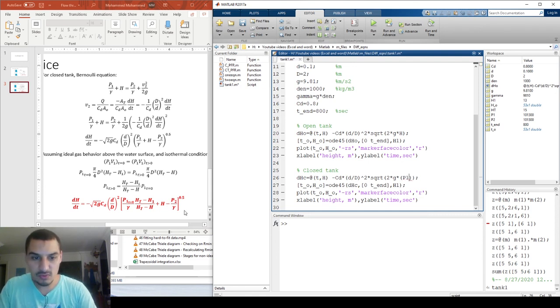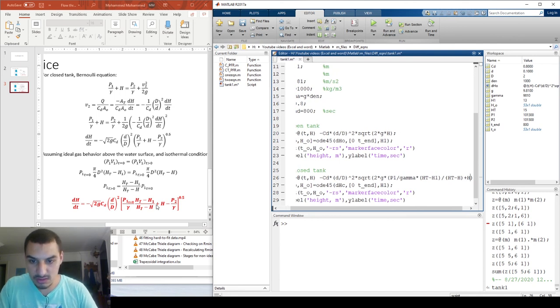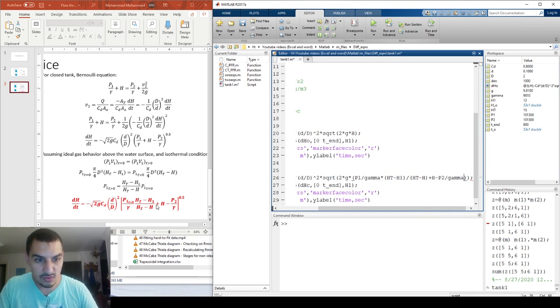So it's gonna be P1, which is the initial value of P1, divided by gamma multiplied by HT minus H1, divided by HT minus H. So this is this part, and then plus H minus P2 divided by gamma. So this should be it. This is all in the square.